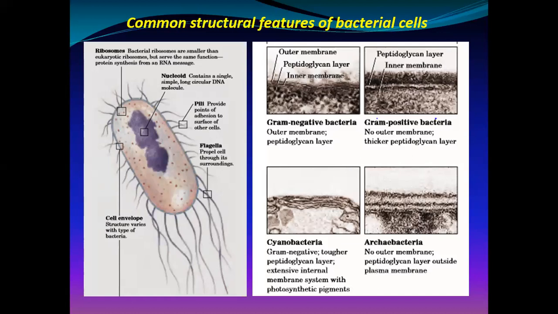So these are the common structural features of a bacterial cell, and why we call a bacterium gram-negative, and why we call a bacterium gram-positive, and what is cyanobacteria, what is archaebacteria, and what are the differences in their cell membrane or outer membrane.